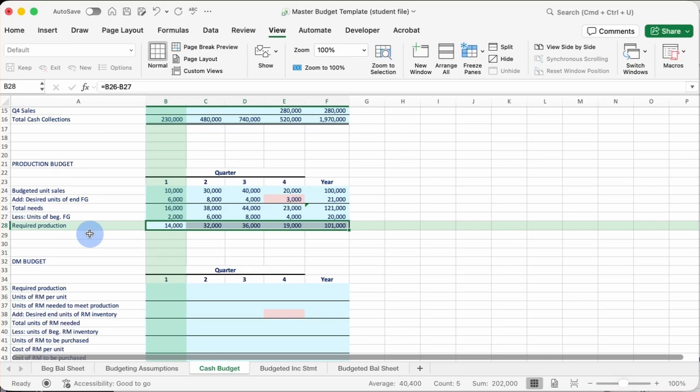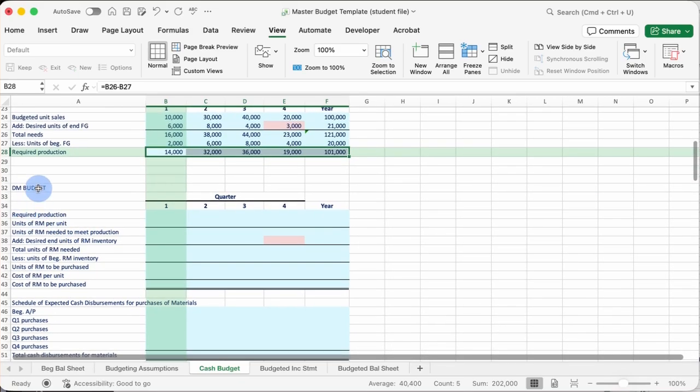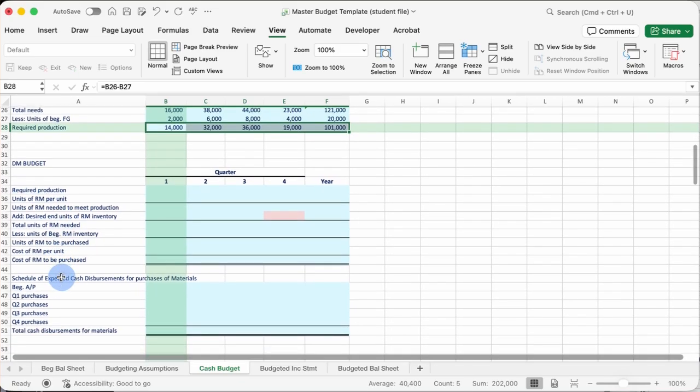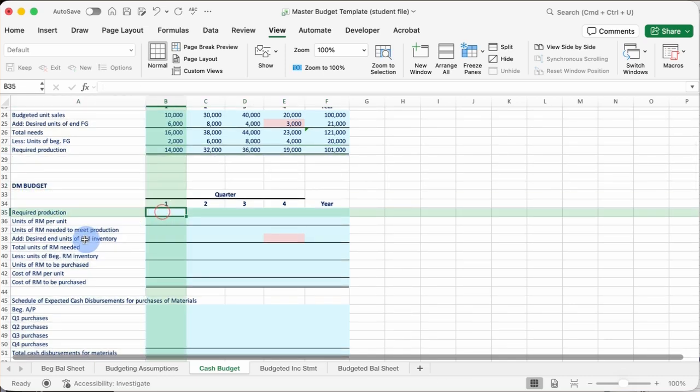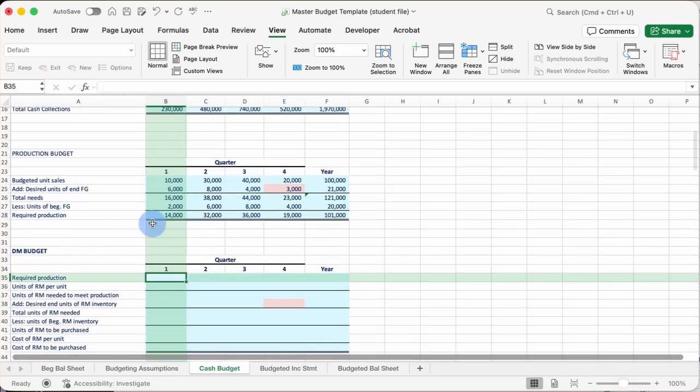Made, that opens up the opportunity for us to create the direct materials, direct labor, and manufacturing overhead budgets. So we're going to start with the direct materials budget, and our required production is going to be filled in from the previous budget. So we'll say equals and select our required production for Q1, that's B28, and then we'll fill this all the way to the right.